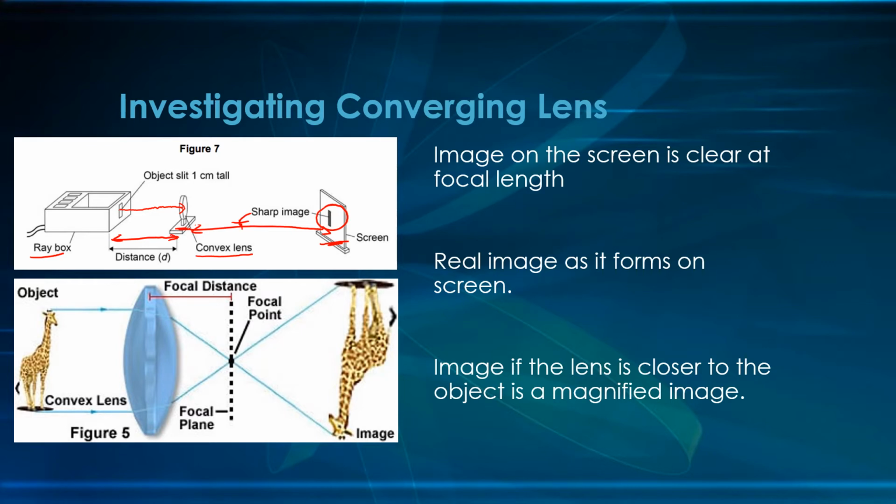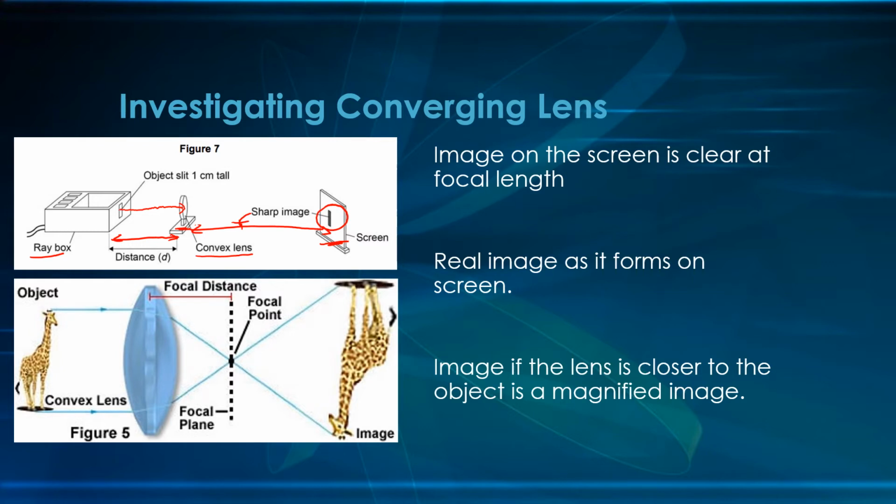You can also consolidate that by looking at the YouTube link that I've put at the end of this slide. Now this image is real because it can be formed on a screen. Remember when we looked at mirrors last lesson, we discussed the fact that a real image forms on a screen. A virtual image is one that isn't forming on the screen, it just appears to be there.